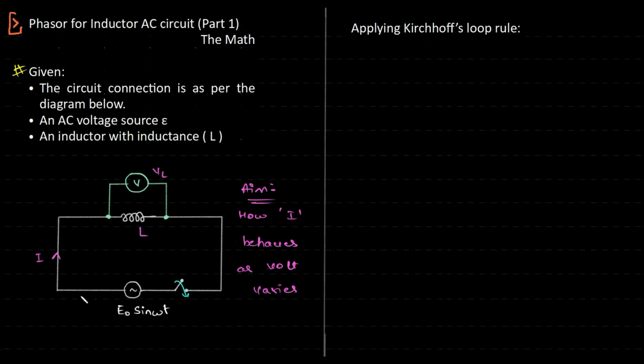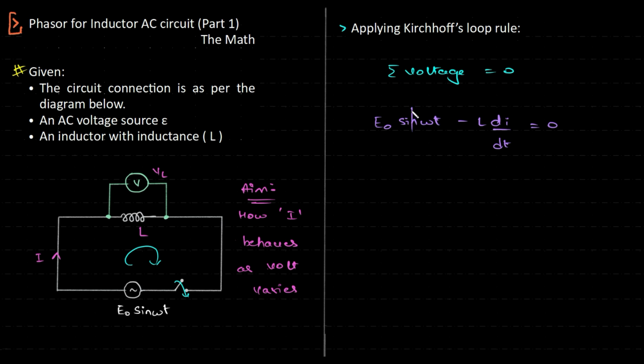Now, when I switch it on, all of this is happening. So let's apply Kirchhoff's law. So we know that the sum of voltage that we can consider across a loop should be equal to 0. So we have E naught sine omega t, that's the source. Then we have the inductor that behaves in this way, right? So if you think about it, this makes sense.